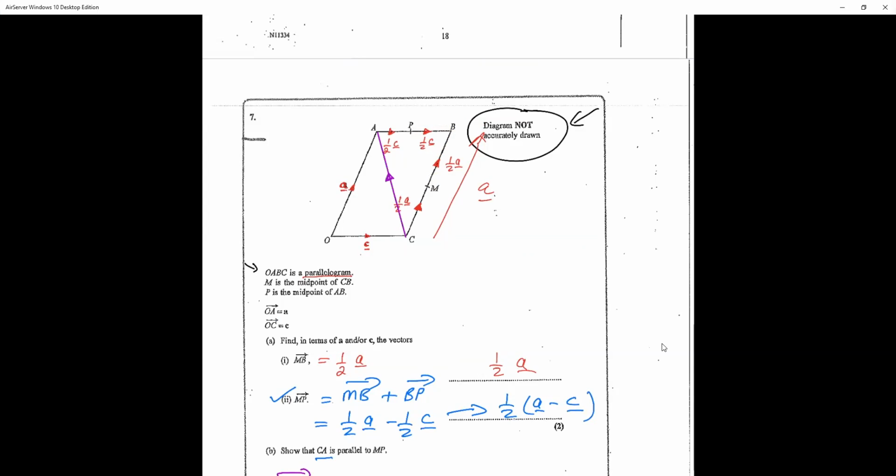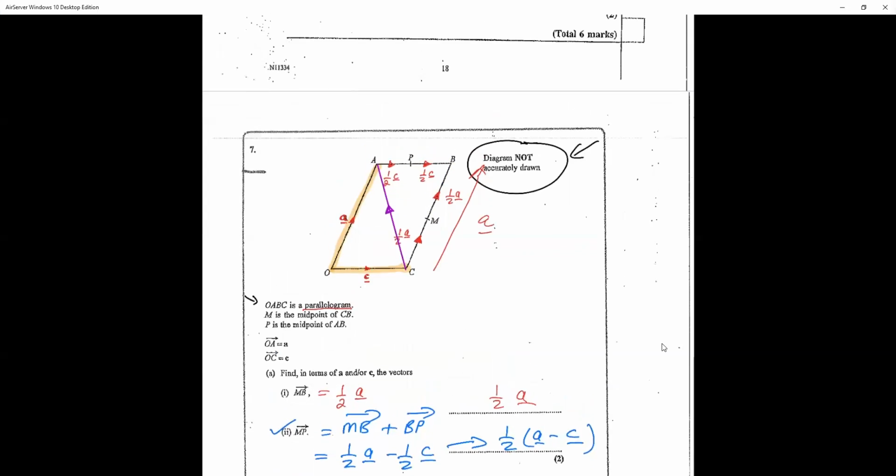Would it be C to M, M to B, B to P, and P to A? Or couldn't it just be C to O and O to A? Yeah, is that okay? So keep the path simple. Okay, C to O plus O to A. What is C to O? C to O is that way. What is C to O? It would be just minus C. Okay, what's O to A now?